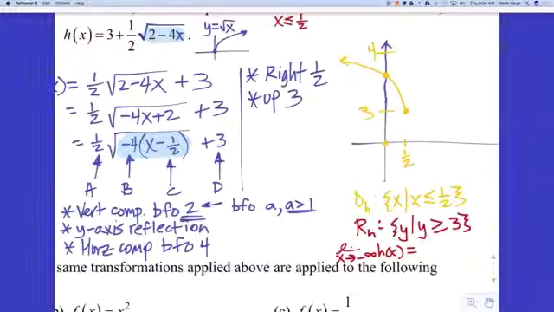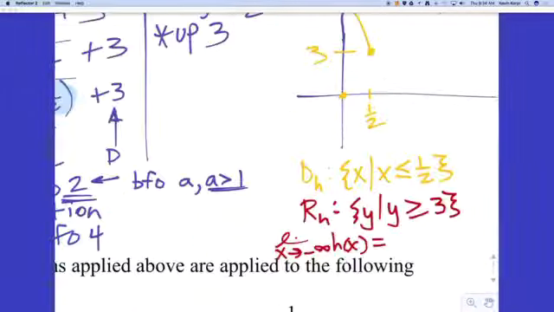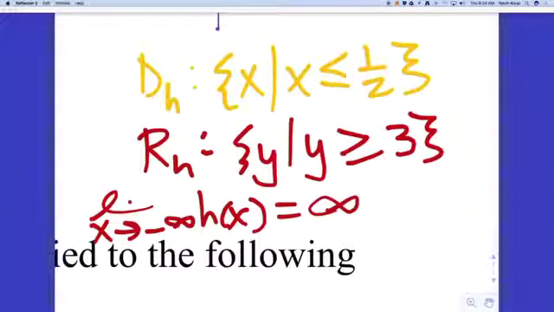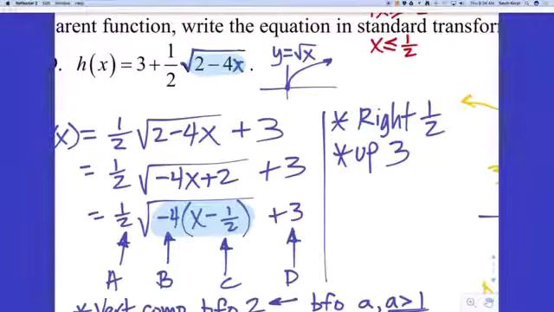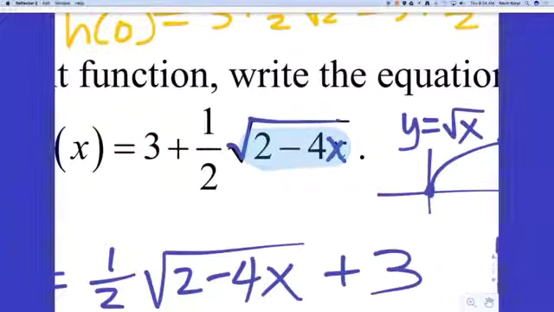Hop on the graph, start going out to the left. You're going to go up, up, up, up, up, up, up to infinity. Yeah. Can you verify that by plugging in? Sure. Let's see how that would look. Plug in negative infinity for x.